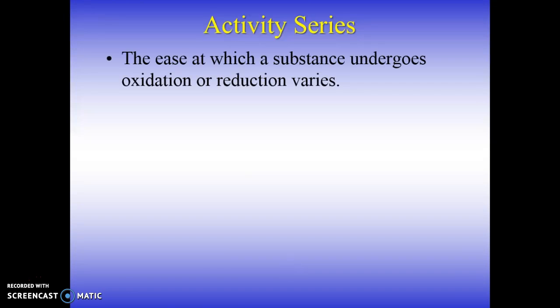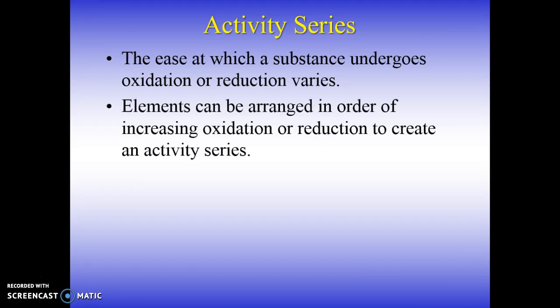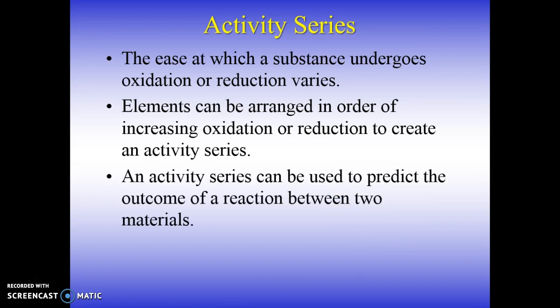Activity series are really showing you kind of the order at which certain things undergo oxidation, or how easily certain things undergo oxidation or reduction. So it's really showing you the activity of the loss of electrons or the activity of the gain of electrons. If something loses electrons easily, it's going to be very active, so it's going to be high up on the list. If something loses electrons more slowly, it's going to be low on the list. Elements can be arranged in either order, increasing oxidation or reduction. Oh, I guess low activities at the top, more activities at the bottom. Sorry, said it the wrong way.